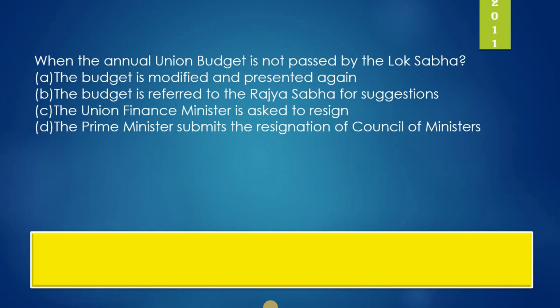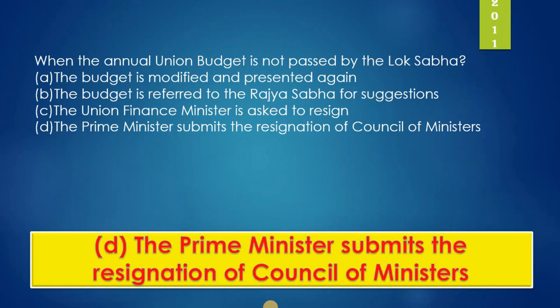When the annual union budget is not passed by the Lok Sabha, what is done? That is, the budget is modified and presented again. The budget is referred to the Rajya Sabha for suggestions. The Union Finance Ministry is asked to resign, or the Prime Minister submits the resignation of the Council of Ministers. So the answer is option D, that is the Prime Minister submits the resignation of the Council of Ministers. So this happens in the case if a budget is not being passed in the Lok Sabha.